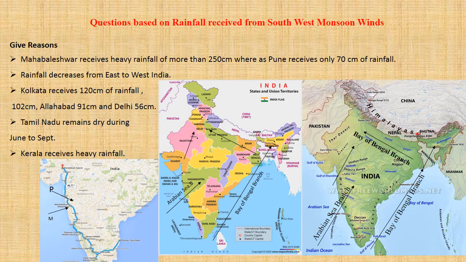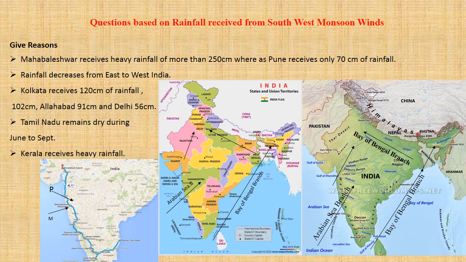Now there are certain questions based on the movement of the southwest monsoon winds over the country. Here we are going to answer these questions by observing the maps shown on the slides. The maps show the movement of the Arabian Sea branch and the Bay of Bengal branch. Another political map shows the places, and there is one more small map which shows the location of Mahabaleshwar. Now let's see the first question.